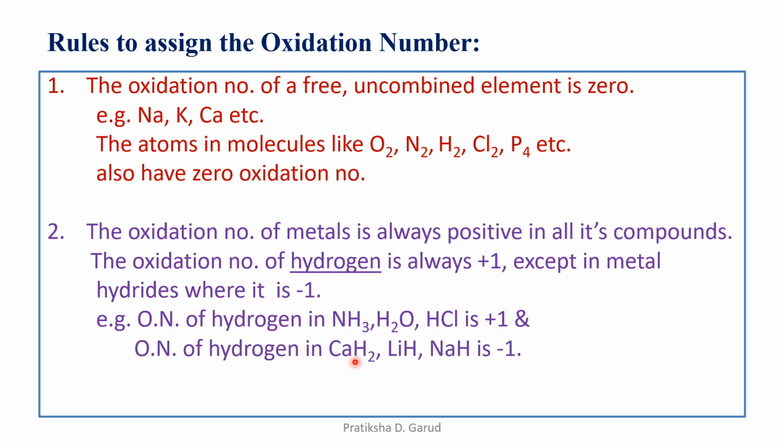But the oxidation number of hydrogen in metal hydrides. Metal hydrides means when the hydrogen is attached to a metal such as CaH2, lithium hydride, sodium hydride, etc. Now here in these cases the oxidation number of hydrogen is always -1. So this is the second rule.